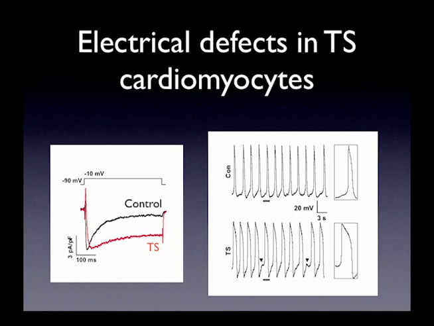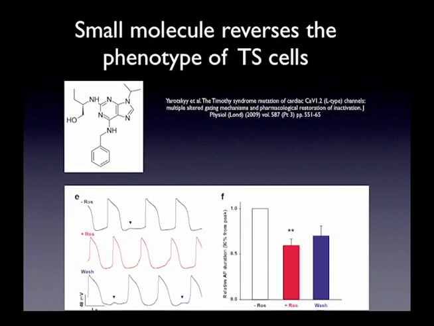Finally, we can actually use roscovitine again to try and reverse the phenotype. And again, roscovitine works beautifully, probably because it's reversing the defect in inactivation in the channel. So you can take these long action potentials and make them shorter, and you can eliminate some of these delayed afterdepolarizations.